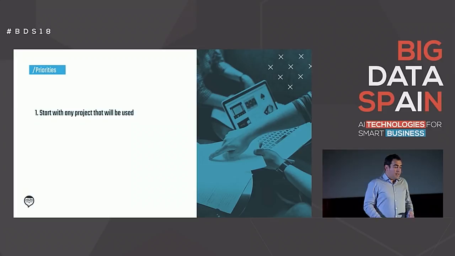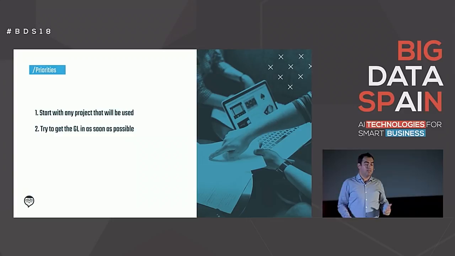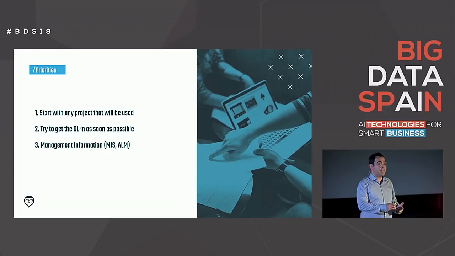Once you have that, the second point is general ledger information. If you've worked in banking or any other financial institution, for any regulatory report or requirement, you know that if data is not reconciled with the GL, it's useless. So if that first project that you had is not GL related, try to get the GL as soon as possible. Once you have the GL, the next point that you need is management information, whether it's from management information systems or for asset and liability management.